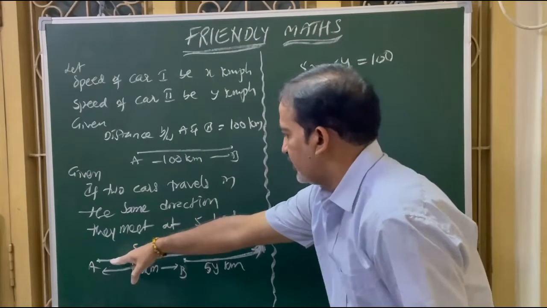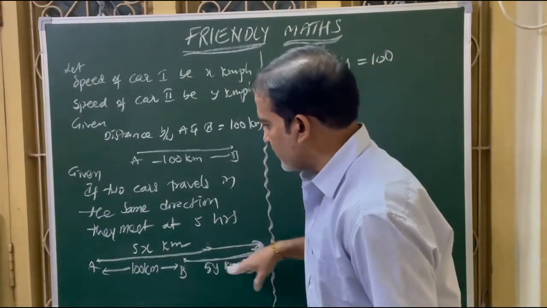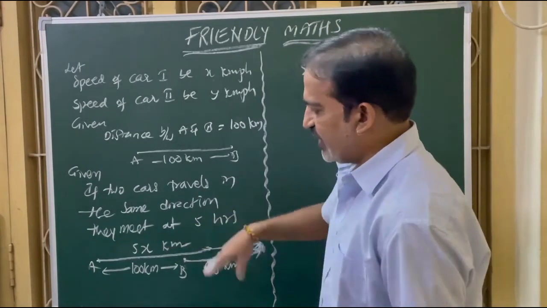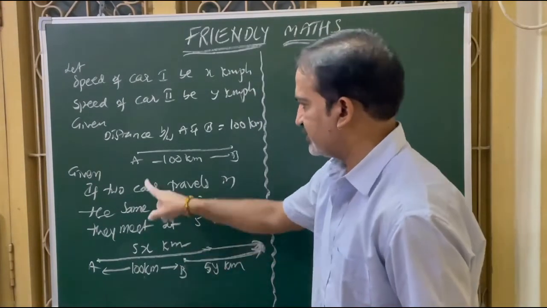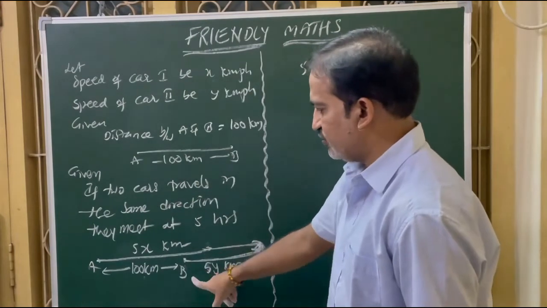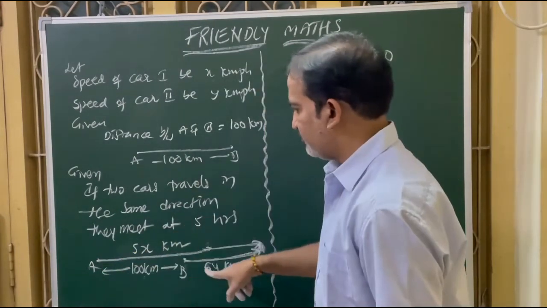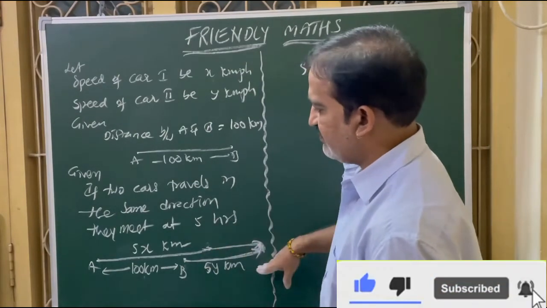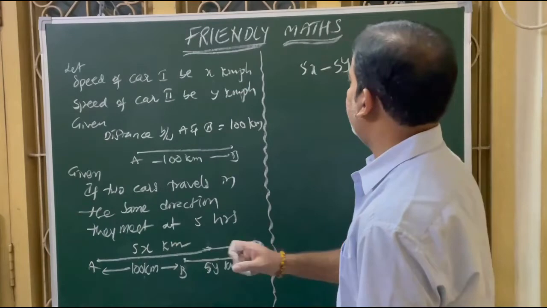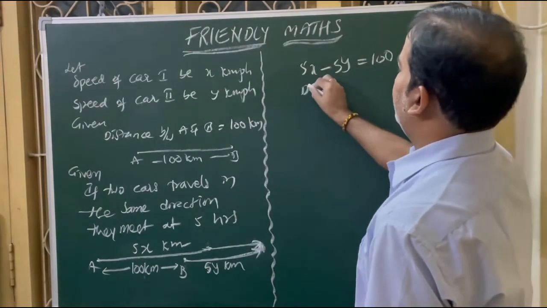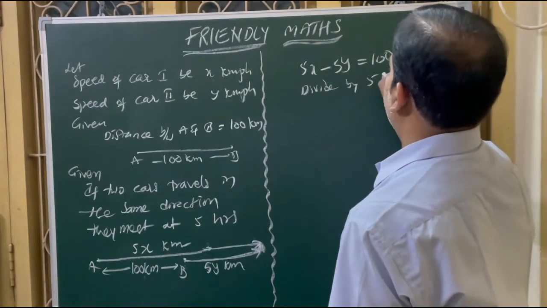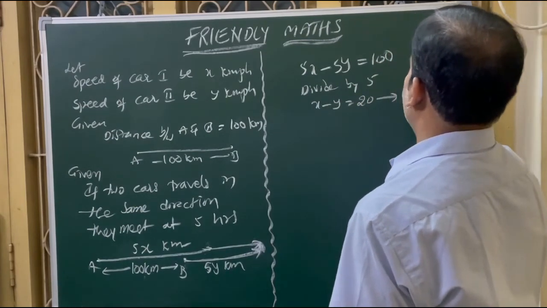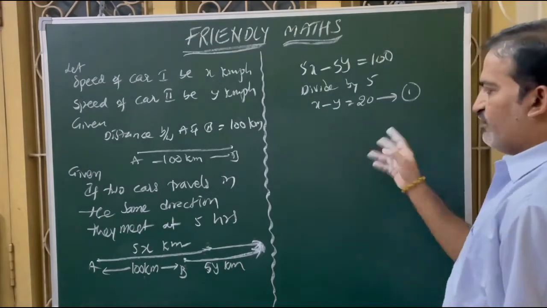When they go in the same direction, it starts from here. Understand? Then they meet at this point. Then the difference of the journeys is equal to 100 kilometers. Given the distance between A and B is 100 kilometers. One car starts from A, one car starts from B. It travels 5x kilometers, the other travels 5y. The difference is 100. But since it is a multiple of 5, we have to divide by 5. Then we get x minus y is equal to 20, equation number 1. First equation we get.